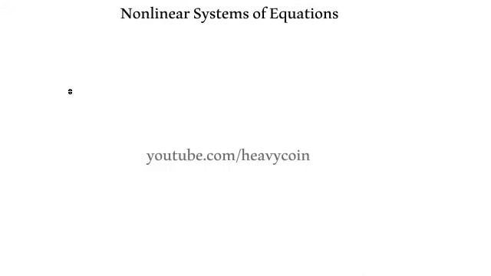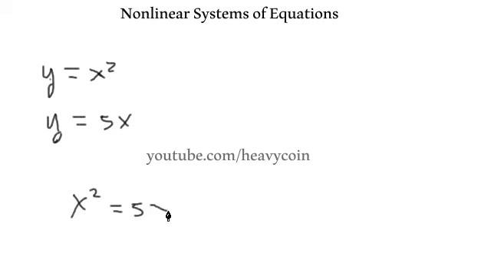Alright, so we had y is equal to x squared and y is equal to 5x. In order to solve the system, the best thing for us to do, since both these y's are the same, is to set these equal to each other. X squared is equal to 5x, and then I'm going to take the 5x over to the left hand side.